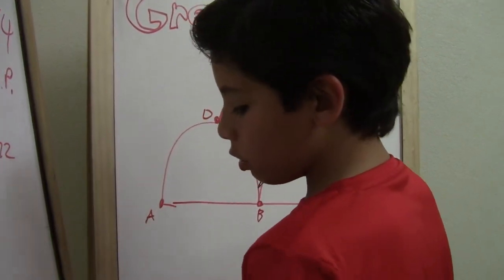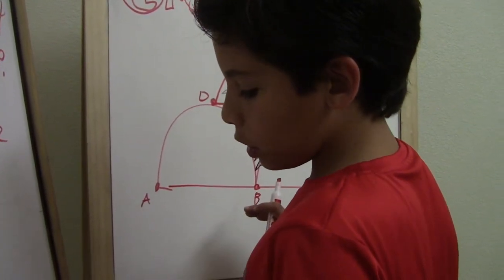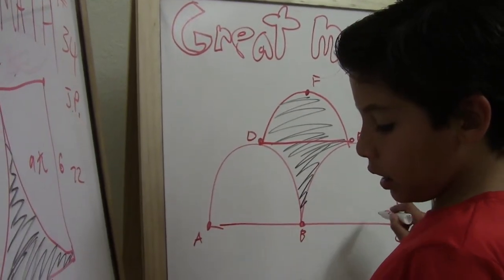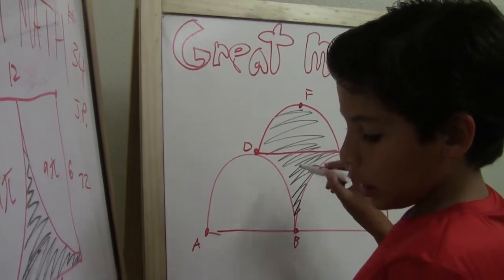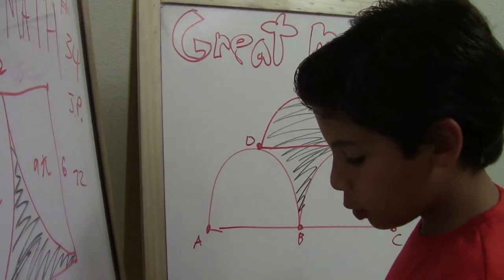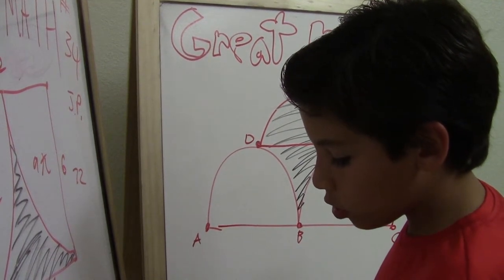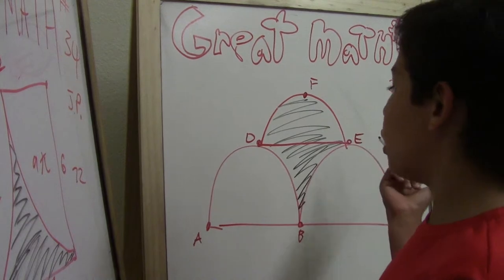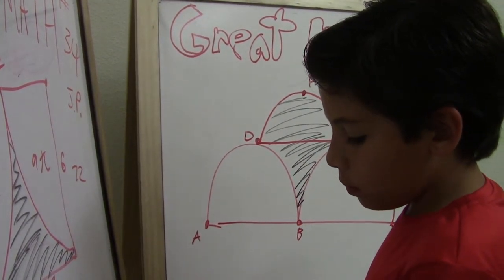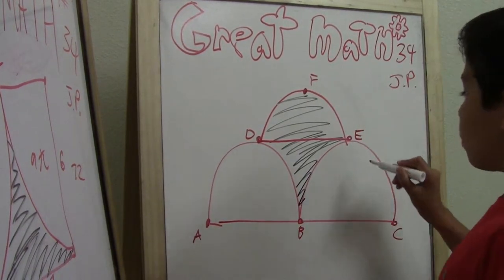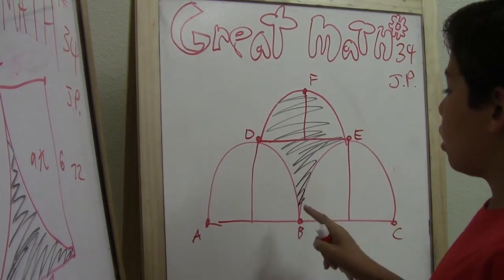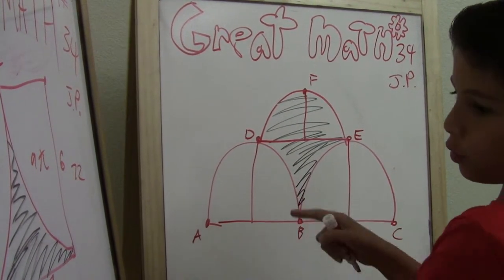In the figure shown, points D, E, and F are midpoints of semicircles ADB, BEC, and DFE, respectively. If the radius of each semicircle is 1, meaning that the areas are the same, then what is the area of the shaded region? You notice something here? Maybe it'll be easier if I do this, so we only have to do quarter circles. This is the exact same thing, but you flip it.